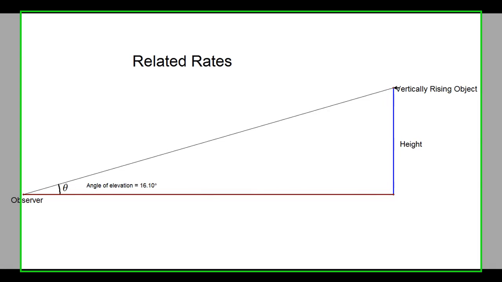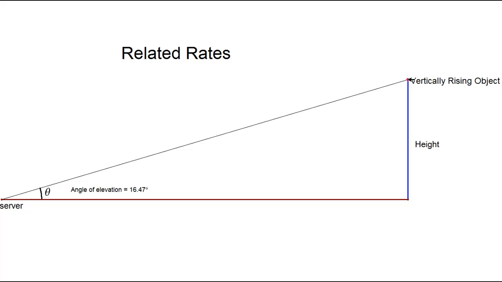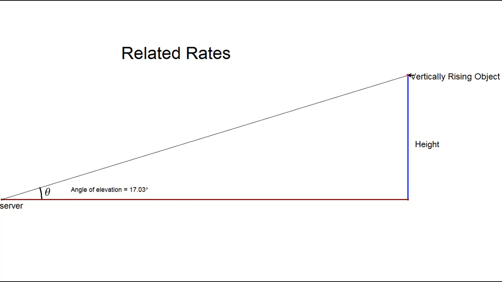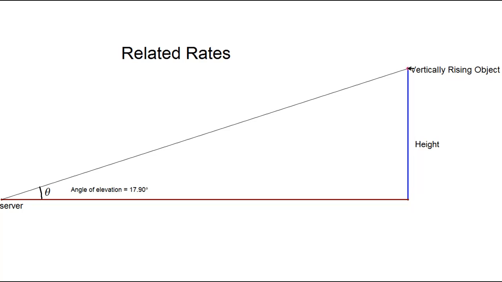Now we are going to work on related rates, and they can be applied in a situation like this. Let's say we have an object which is rising vertically, and here is an observer, and we know the angle of elevation theta. Now we would like to know the rate of change of the height, and you can see from this right triangle we can relate the rate of change of the height with the rate of change of the angle of elevation.